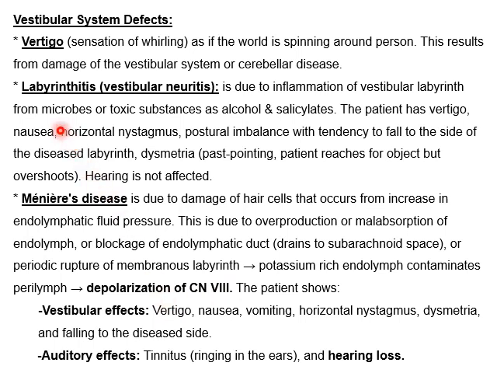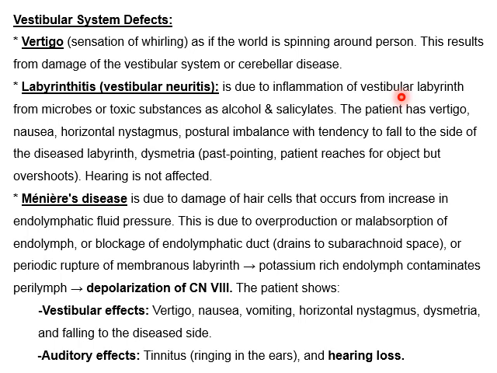The second defect that can occur is labyrinthitis. Labyrinthitis is inflammation of the inner ear. It's called vestibular labyrinthitis or vestibular neuritis. It's due to inflammation of the vestibular labyrinth. That can occur due to microbes or toxic substances like alcohol and salicylates. The patient has vertigo, has nausea.